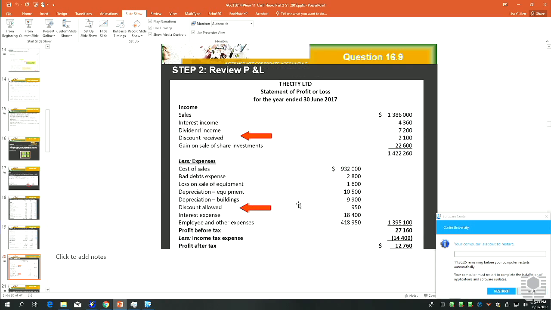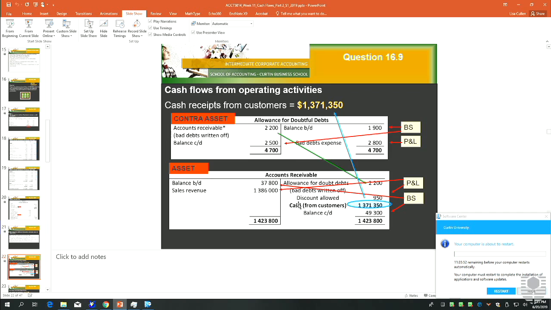Okay, so let's have a look at the next one. Are you okay with that screen size from where you are? Okay, so having a look at our P&L. Just remember I highlighted before that we've got discount received and discount allowed. Your discount received relates to your accounts payable and your discounts allowed relates to your accounts receivable. We're going to have to make sure that we account for those when we recreate our accounts.